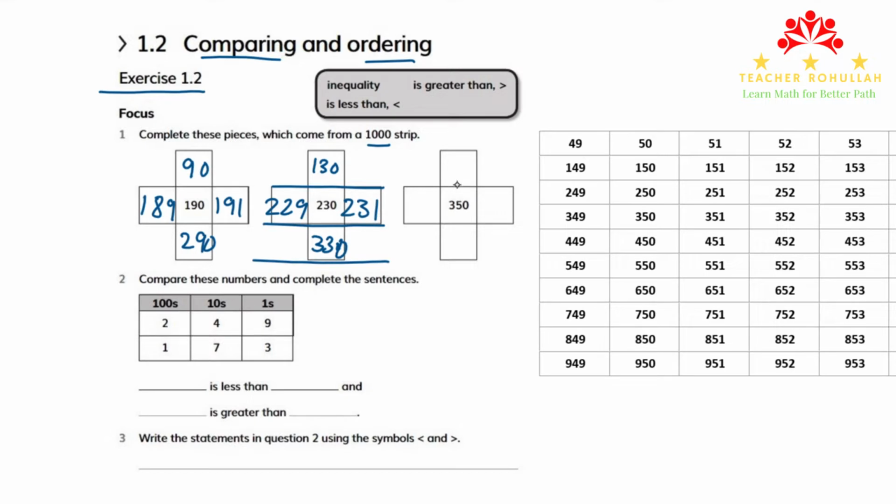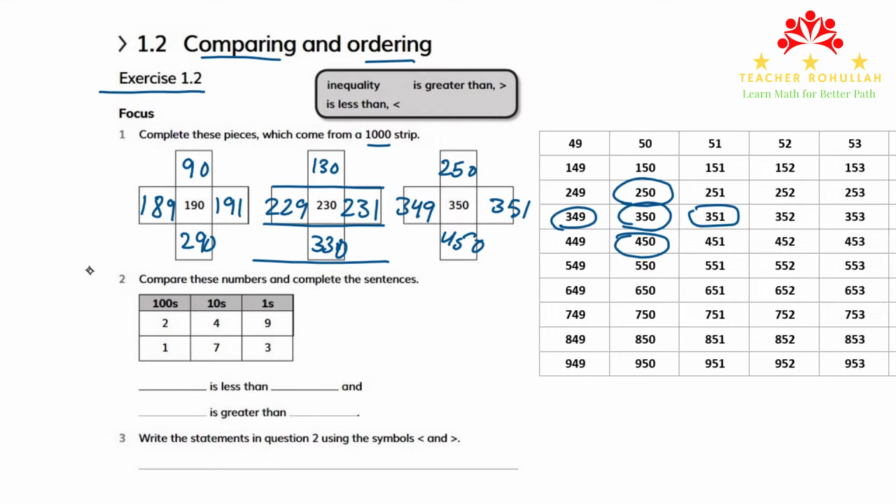The third piece is having 350 in the center. 350 is here, and above 350, we have 250. So 250 comes here. And below 350, we have 450. So 450 comes here. And to the left is 349. And to the right of it is 351. This is an accurate example of the 1000 strip, which is presented over here.